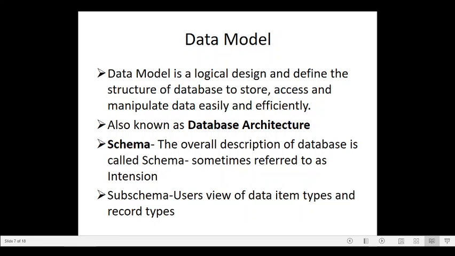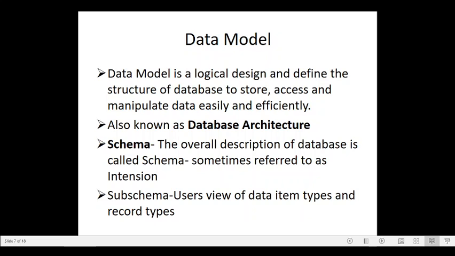So what is data model? It is nothing but a logical design, and it defines the structure of the database to store, to access, and to manipulate data easily and efficiently. This database model is also termed as database architecture.